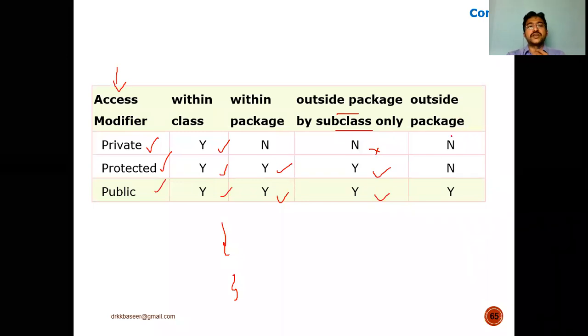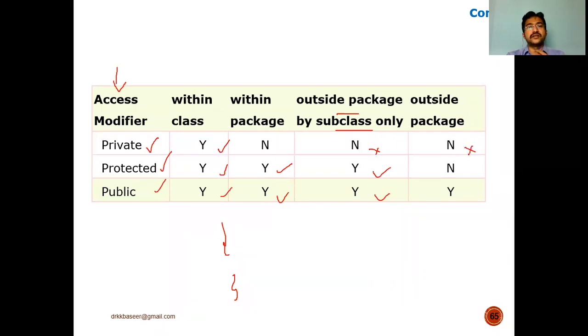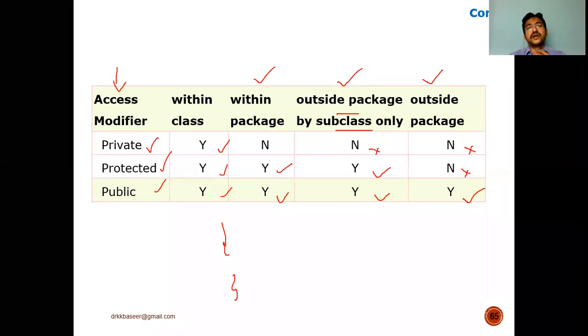Outside the package, if you declare the data members or methods as private or protected, they will not be accessible. Only public can be accessed outside the package. Just now we have seen the examples. Within the package, we have seen the first program for private, the second program for protected, and the third program with the help of public. So this is how the comparison works.